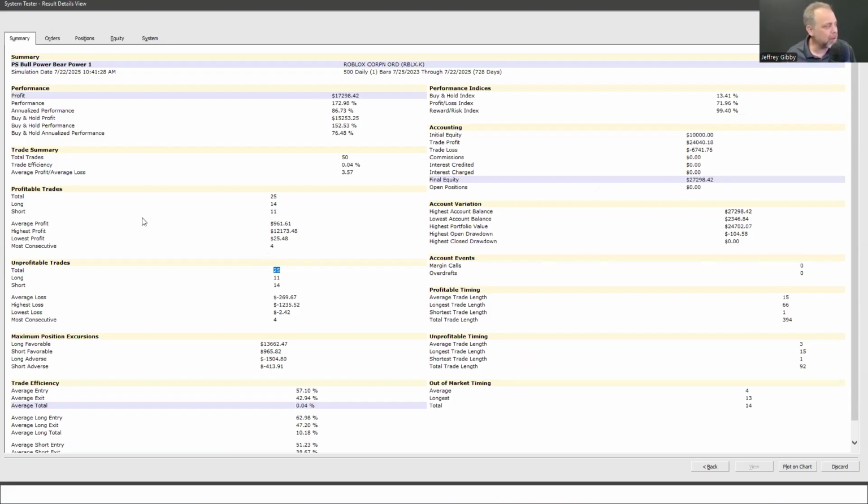We can know going in, okay, I'm going to win every other time. But the difference is our average profit, if I look here, was about 961. Our average loss was about 269. So we're winning a lot more on average than what we're losing, and that's why it's an efficient system. We did have an excursion of about $1,200, which is about what our average profit is.